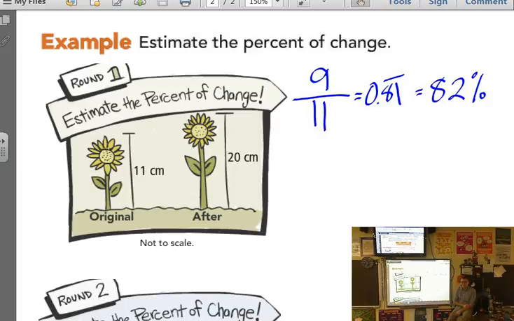Reason back through that again. So we wanted to do percent change. We want to compare the change with the original. So let's find this mistake. Identifying mistakes is really useful. You just said there's like a 50% growth, which by the way, notice they say not to scale. Don't trust what it looks like. So you said 11's close to 10, 10's like half of 20. We have like a 50% increase. Above 50%.